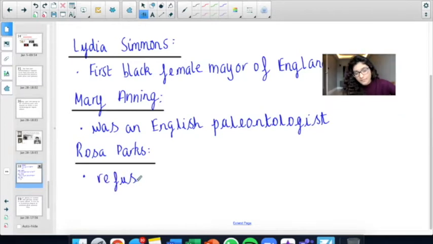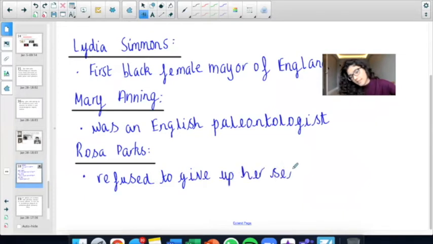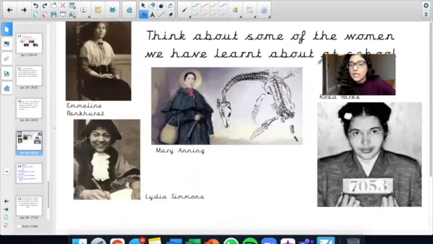Refused to give up her seat on the bus. Fantastic. Is there anybody else? Somebody? No, that is it.